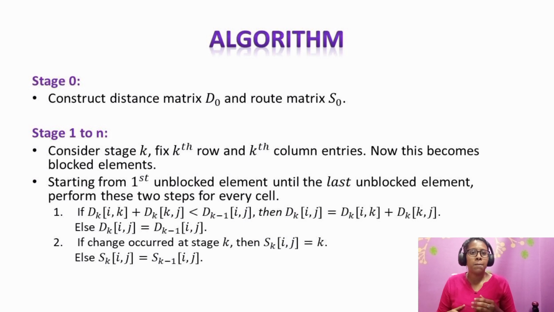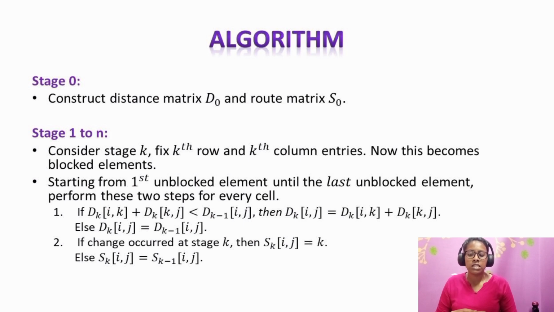The algorithm can be divided into two main stages. It has stage 0 and stages 1 to n, which are the general steps you need to follow. In stage 0, we construct the distance matrix D naught and the root matrix S naught. Just now we saw how to construct the distance matrix and the root matrix. In the same way, we initialize them for the given graph. Now we move on to the next stage, that is stages 1 to n, which are the general steps.